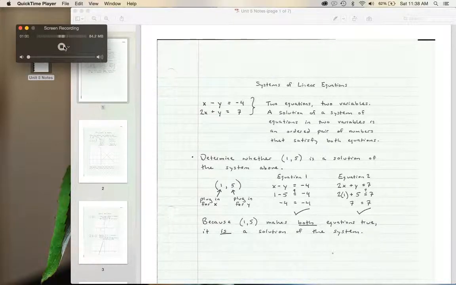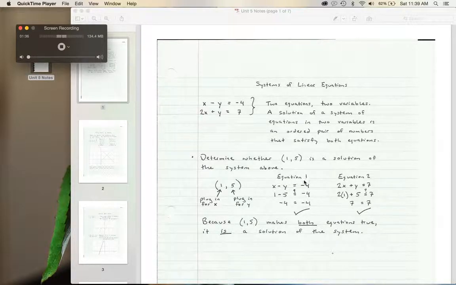One example of a type of problem you might see with systems of linear equations is this type. Determine whether an ordered pair, in this case 1, 5, is a solution of the system above. So we're going to take this ordered pair and test it to see if it's a solution of this system of equations. In order to do that, the first value, the x value, I'm going to plug in for x in each equation. The second value in the pair, the y value, I'm going to plug into y in each equation.